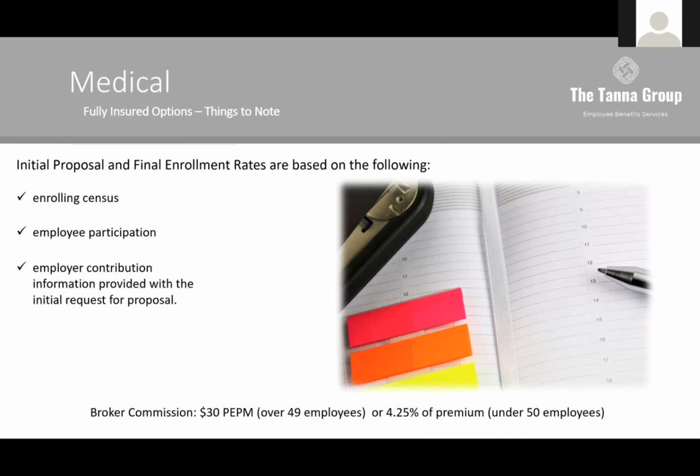And then finally, I want to let you know on the commission structures, these can vary by group size in the fully insured world. For groups that are over 50 employees, it's a negotiable $30 per employee per month. And for groups that are under 50 employees, it's a flat, non-negotiated commission of 4.25% of the premium dollars. That is a requirement for the Affordable Care Act.